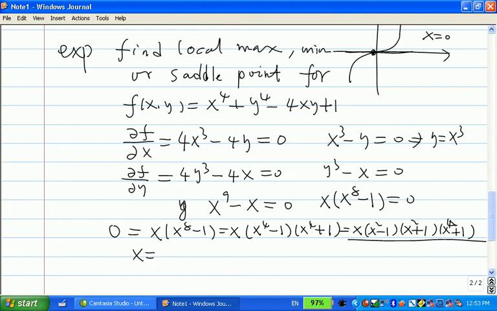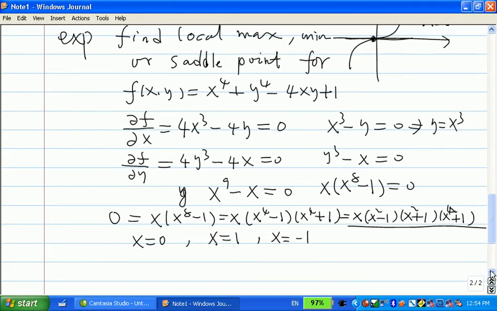Obviously, x equals 0 is a choice. When x equals 0, you got a 0. And when x equals 1, the second term is 0, and you multiply 0 by anything, it gives you 0. And x equals negative 1 also makes the second term 0. And x squared plus 1 and x fourth plus 1 will never be 0 for any real number. So that's our choice.